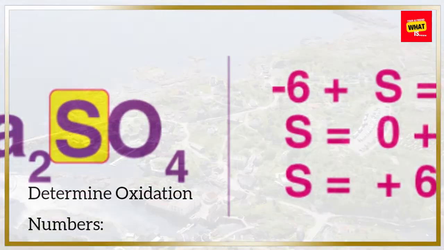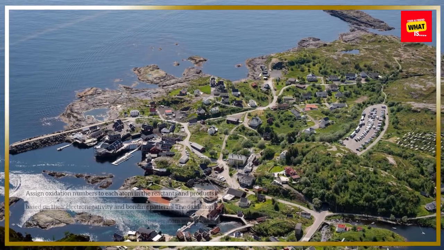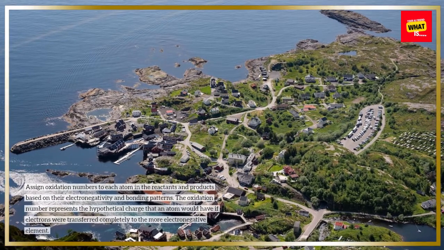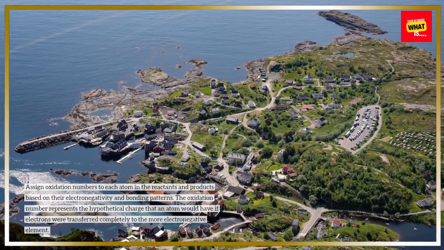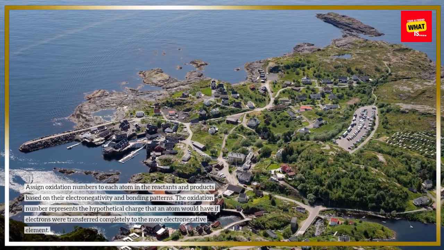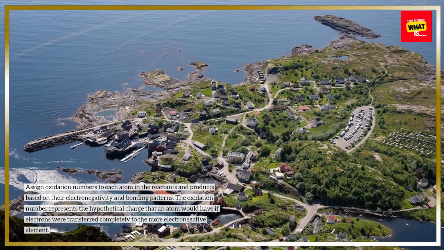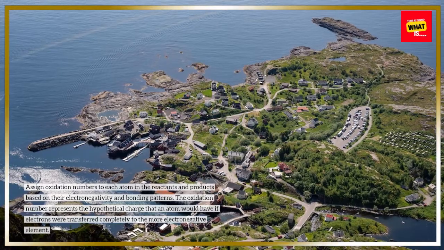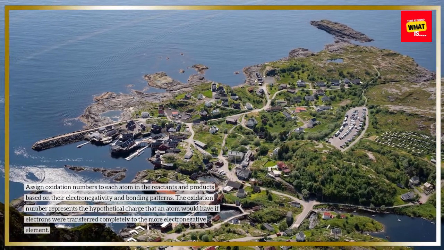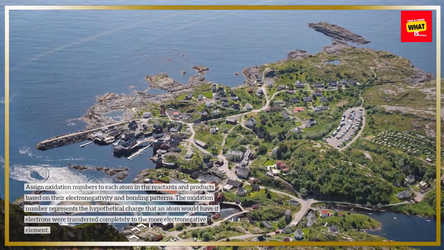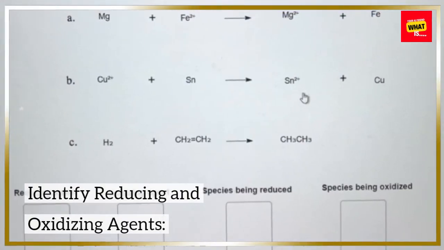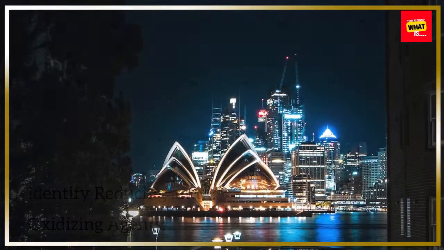Determine oxidation numbers. Assign oxidation numbers to each atom in the reactants and products based on their electronegativity and bonding patterns. The oxidation number represents the hypothetical charge that an atom would have if electrons were transferred completely to the more electronegative element.